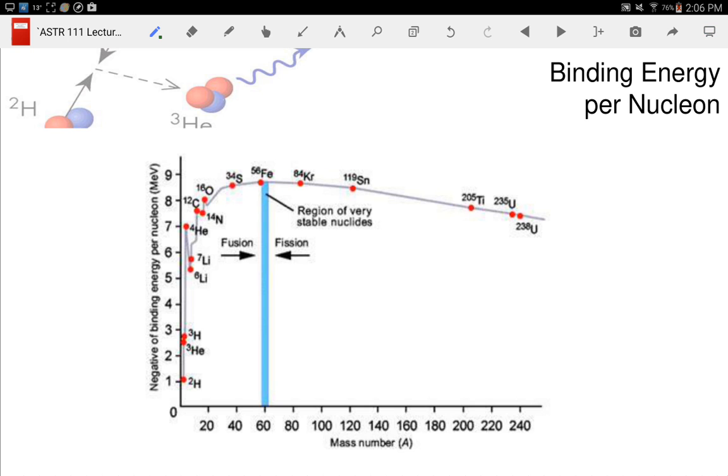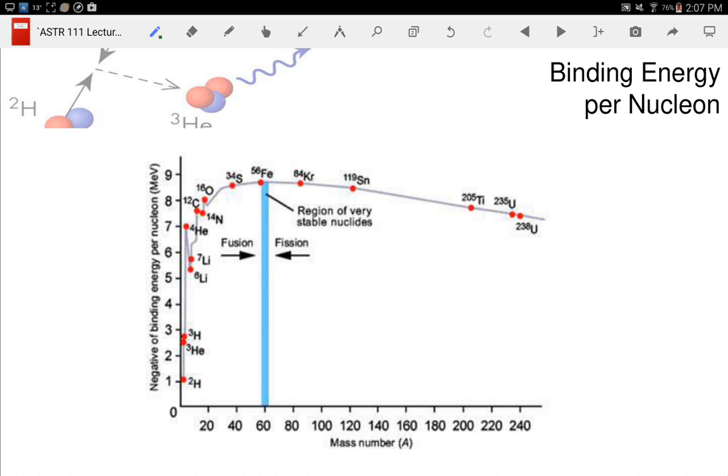Here's the diagram, though. This is the diagram that shows the binding energy per nucleon. That is basically telling you how tightly a nucleus is held together. And fusion will occur going from smaller elements toward the most tightly bound nucleus. So fusion will occur from things less than iron up to iron. Fission will occur for things larger than iron going down toward iron.